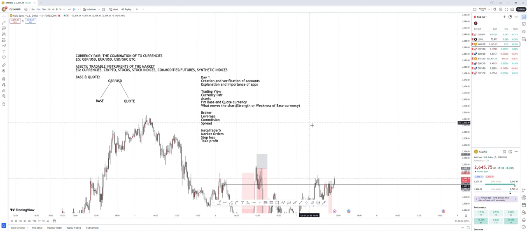Okay, so as I said, the broker is the betweener between you and the normal market. They provide you with the market for you to trade with. That's where you keep your money, where you deposit your money, and where you withdraw your money when you make profits. So the next thing we are going to talk about is leverage.